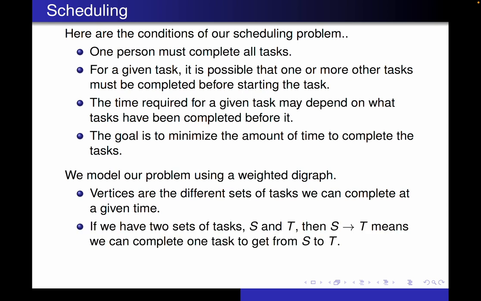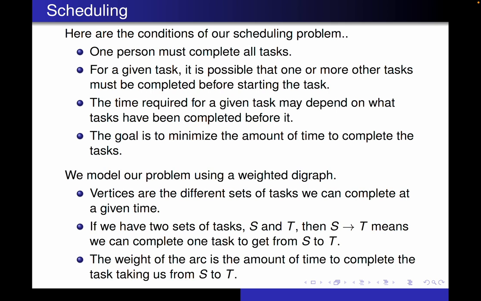If we have two sets of tasks, say S is one set of tasks and T is another, then when S has an arrow pointing to T, that means we can complete one task to get from S to T. So S contains a certain number of tasks, T contains those same tasks plus one more, and that one more task can be completed from being at set S to getting to set T. And finally, the weight of the arc is the amount of time it takes to complete the one task that takes us from S to T.